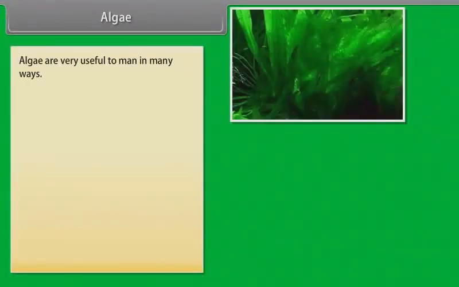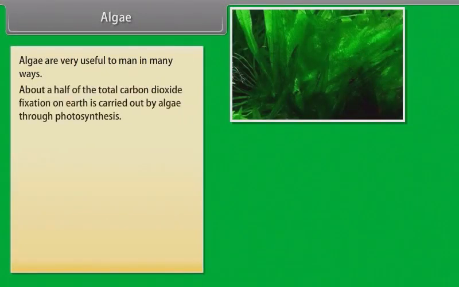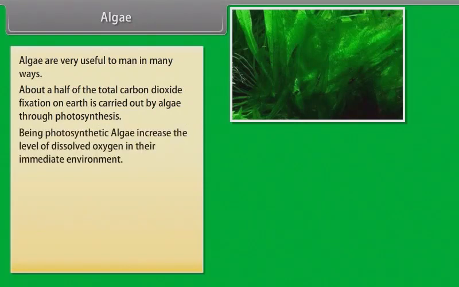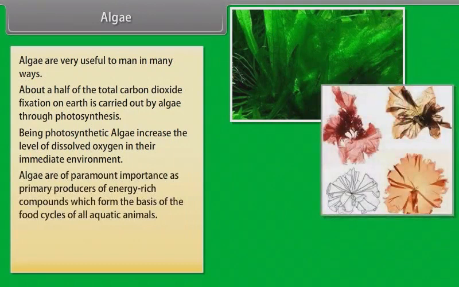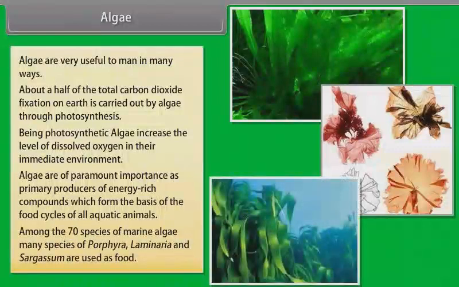Algae are very useful to man in many ways. About half of the total carbon dioxide fixation on Earth is carried out by algae through photosynthesis. Being photosynthetic, algae increase the level of dissolved oxygen in their immediate environment. Algae are of paramount importance as primary producers of energy-rich compounds which form the basis of the food cycles of all aquatic animals. Among the 70 species of marine algae, many species of Porphyra, Laminaria, and Sargassum are used as food.